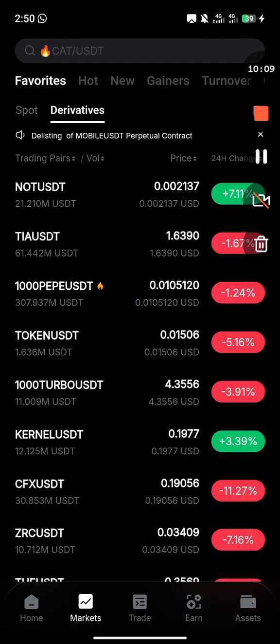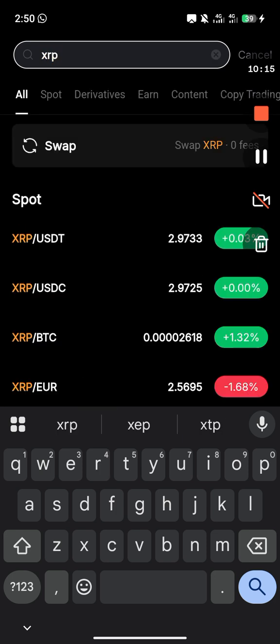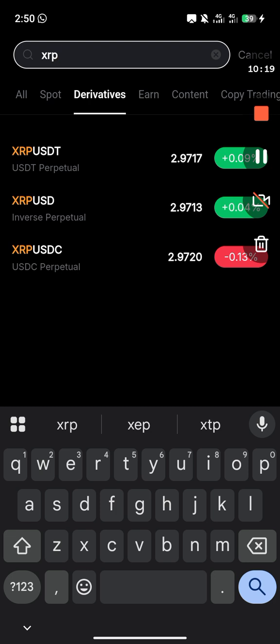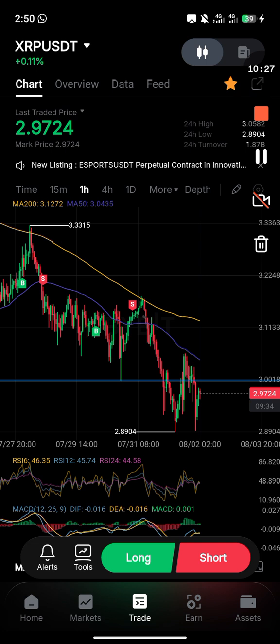Now let's talk about futures. Let's assume how to trade SRP on futures. I'll click on SRP and I'll click on derivative. You can see that now. I've explained this one to you. If what you have in your portfolio is USDT, you click on SRP USDT. Now, the difference between futures and spot is that in futures, you will make profit with both the upward and downward movement of the candle.